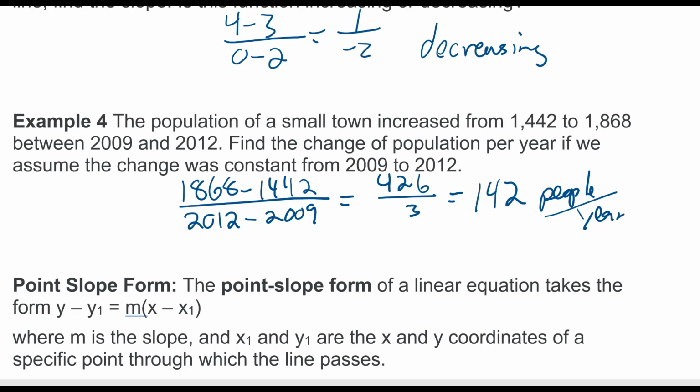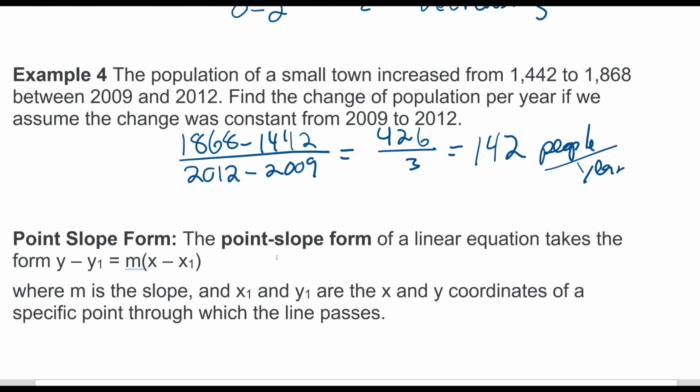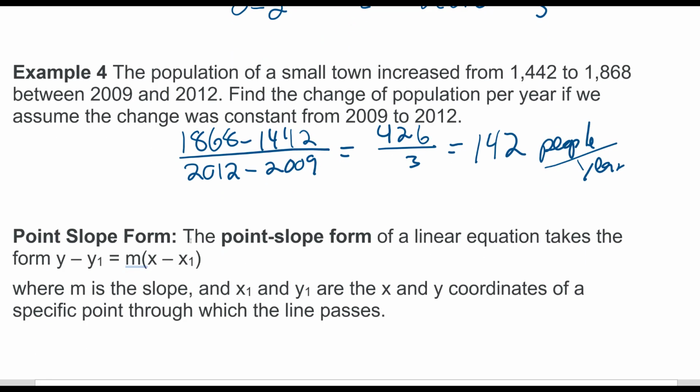Now this probably could have been part of the increasing and decreasing video, but we'll just keep it part of this video. So point slope form. The point slope form of a linear equation takes the form y minus y1 equals m times x minus x1. You're going to get to use this, especially if you go into calculus, when you're trying to find the equation of a tangent line, because you'll get the slope pretty easily, and you'll have a point, and then you will put it in this form to get the equation.